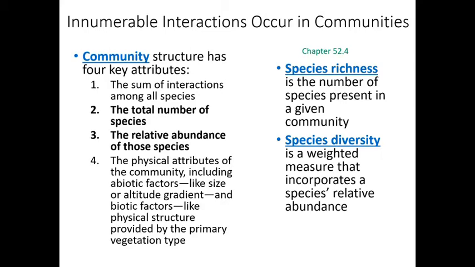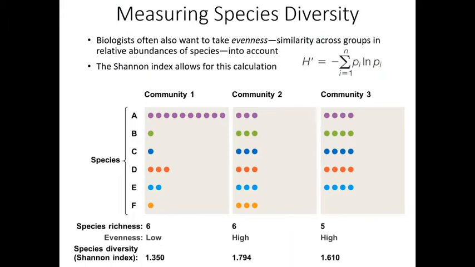In general, we can call the number of species present species richness, and the diversity or the relative abundance species diversity. And there are a lot of different indices for actually expressing these diversity values. Your textbook introduces the Shannon Index, which again is one of many.